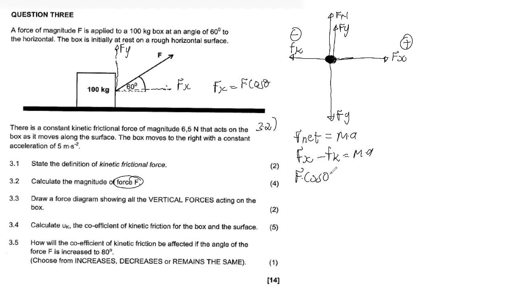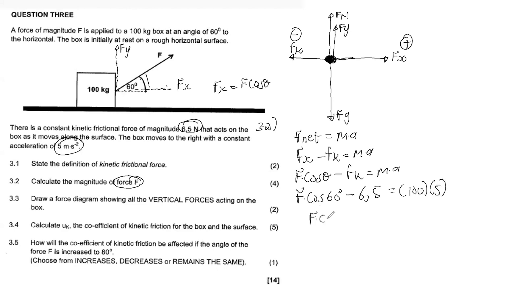F cos theta minus Fk is equal to mass times acceleration. Now our force we do not have, but this is cos 60 degrees, the angle of the force, and then minus our Fk. We are given that the magnitude of the kinetic frictional force is 6.5, so we have 6.5 here, and then our mass 100, and our acceleration, if we read here, we are given 5 meters per second squared. So we put 5 there.